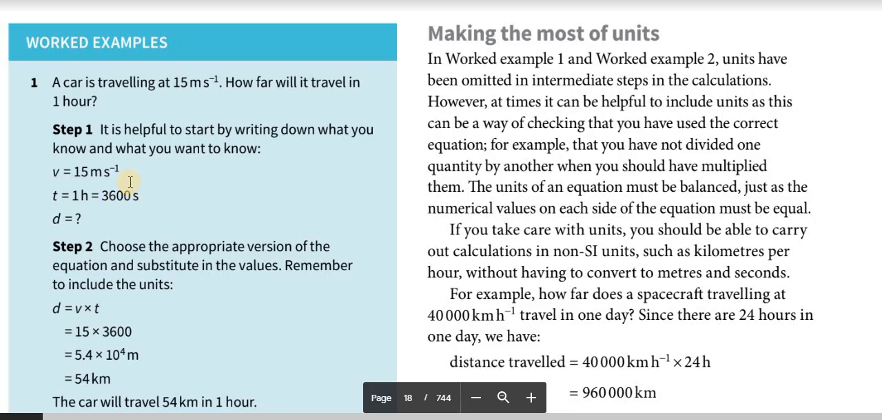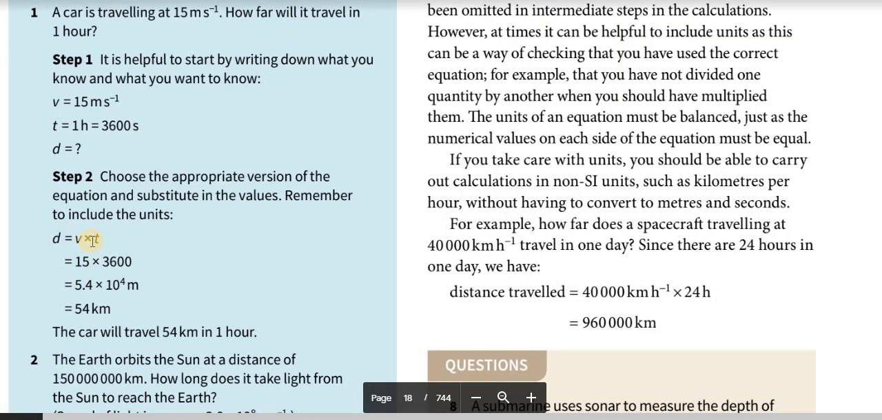In 1 hour there is 60 minutes, and in 1 minute we have 60 seconds. So to convert from hours to seconds, you multiply 60 times 60. In 1 hour we have 3600 seconds. Okay, so then we can use the formula. Distance is speed times time to get the distance. Okay, 15 is the speed and the time in seconds is 3600 seconds.